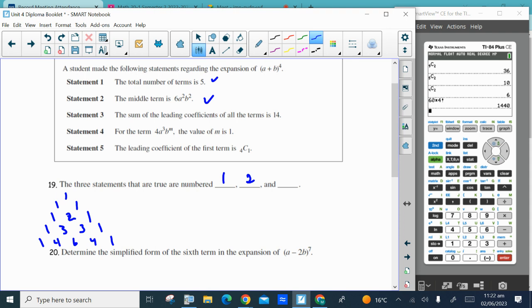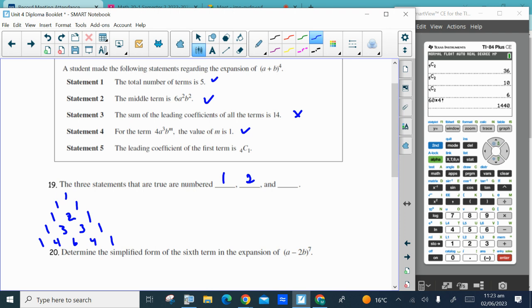Statement 3 says the sum of the leading coefficients of all terms is 14. Well, if you add these, 6 and 4 is 10, 11, 15, 16. The sum is actually 16, not 14. For the term 4a cubed b to the m, m must be 1. That needs to be true because when you add the exponents of each term together, they have to equal n. n is 4, so 3 plus 1 will give you the 4. So that is a true statement.